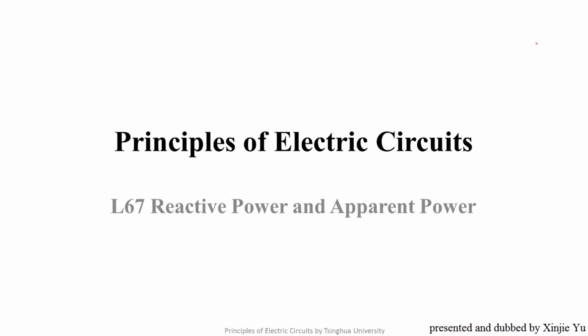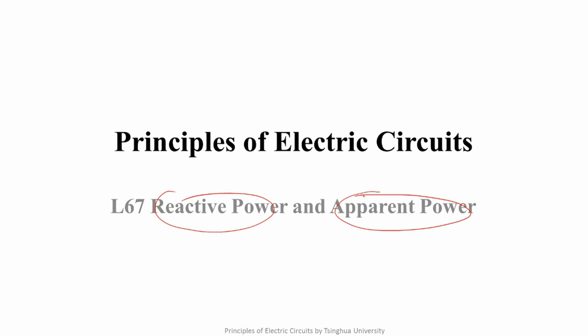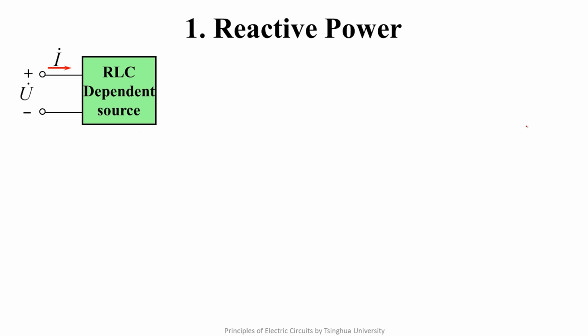Hello everyone, this is lecture 67 of Principles of Electric Circuits. Let's discuss two new concepts, that is reactive power and apparent power. We've never encountered these two concepts. In this lecture, we will talk about their definitions and why we introduce these two concepts.